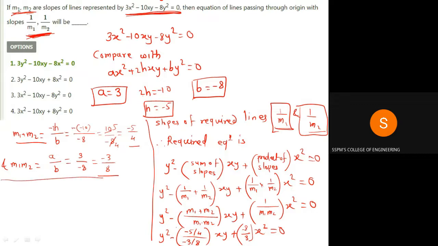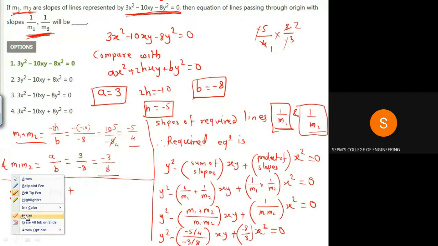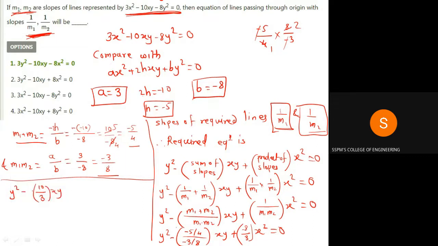Now we will solve this bracket first. y square minus, this is minus 5 upon 4 into the reciprocal of minus 3 upon 8, so minus 5 by 4 into 8 upon minus 3. 4 ones are 4, 4 twos are 8. The minus minus will get cancelled. So 5 into 2 is 10. 10 divided by 3 xy plus, here it is minus 8 by 3 x square, so we can write minus 8 divided by 3 x square is equal to 0.